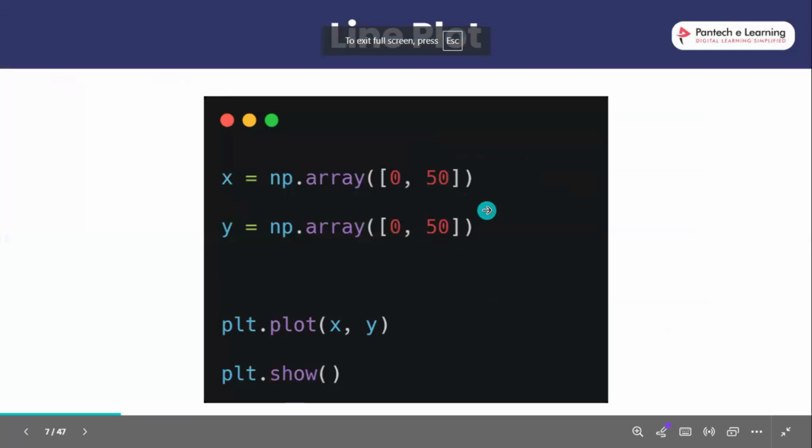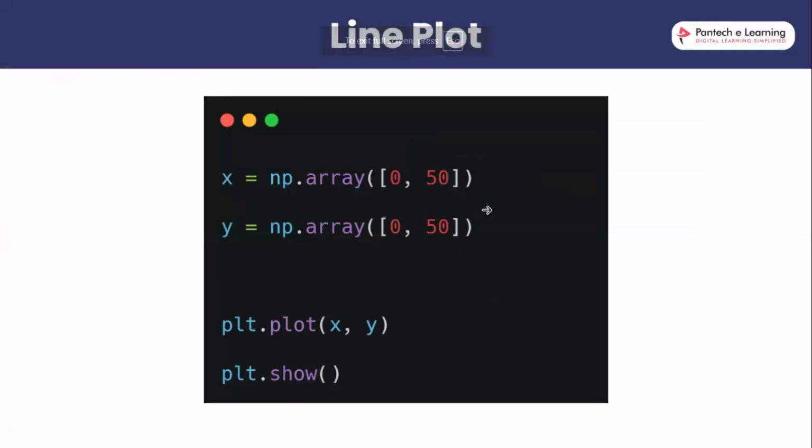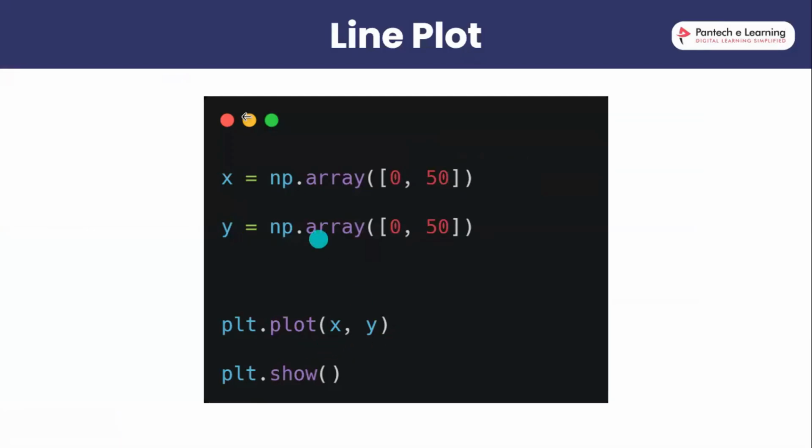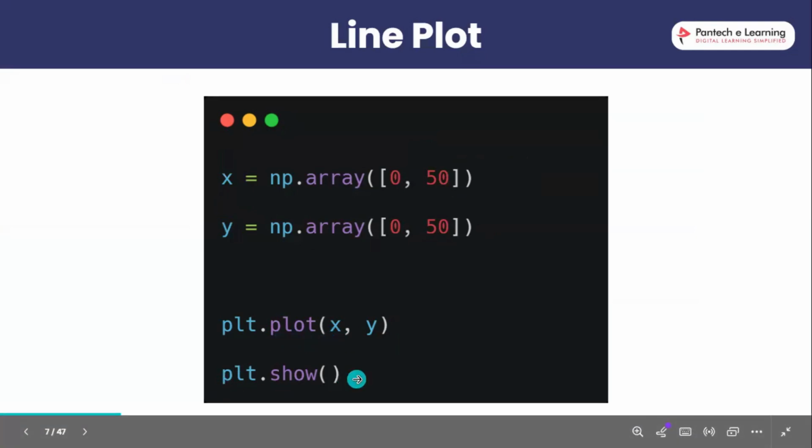So the line plot syntax: you can create two kinds of values and plot them like this, plt.plot. plt is matplotlib, and plot is the name of the line plot. We pass the x and y values into the plot. Then plt.show executes and displays the picture in my cell.